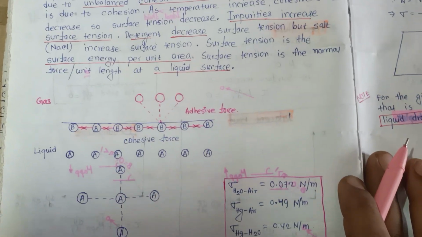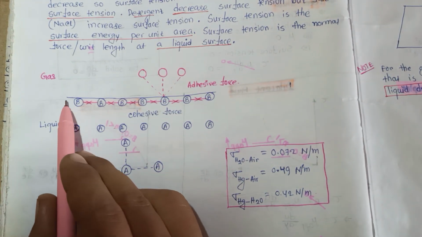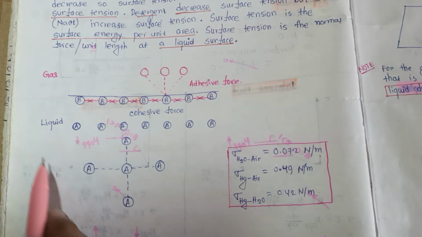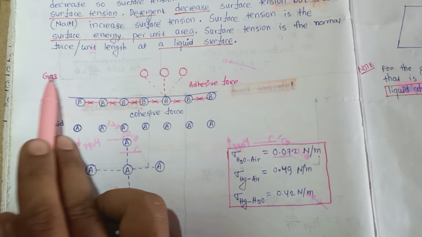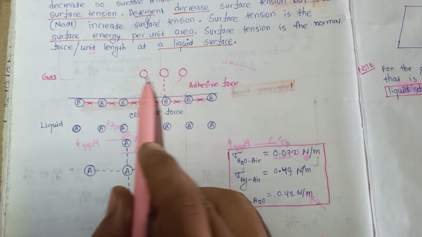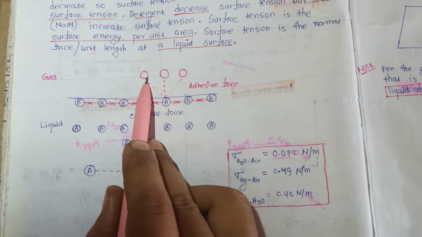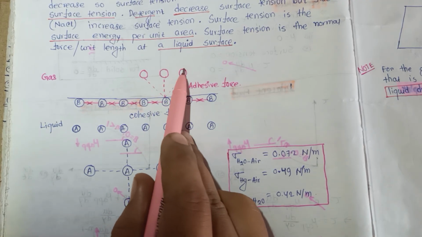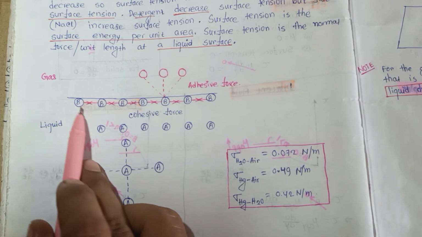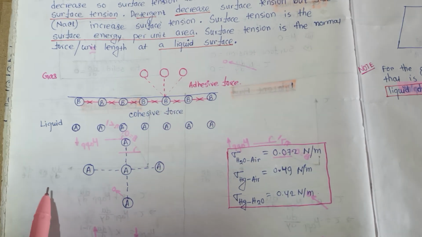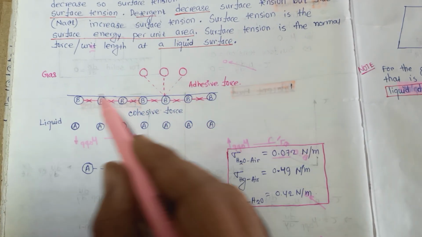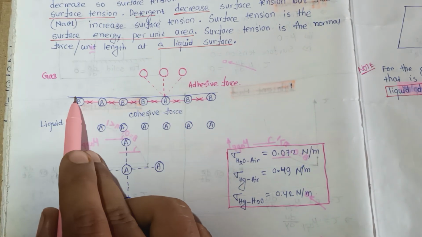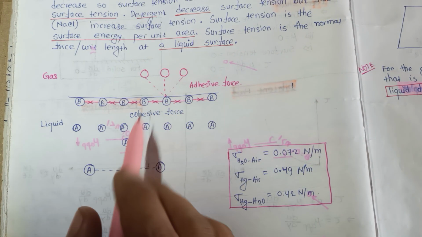Suppose there is a fluid here, and outside that there is a gas. There is a gas molecule outside, this is one gas molecule, another gas molecule, and here there are liquid molecules. In between there is an interface, so there is a liquid-gas interface.